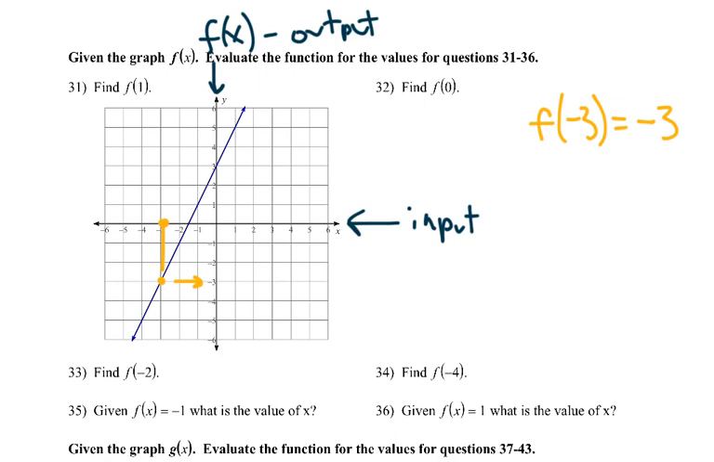Okay. It works the other way, like 35 and 36, where given f of x equals 4, I go to my y value, because that's the output of 4, right here. Go find my graph, drop it down, and it looks like it's at 1/2, or 0.5. So x would equal 1/2.